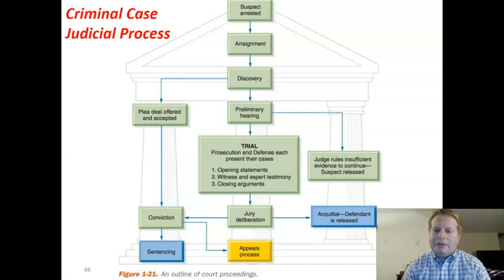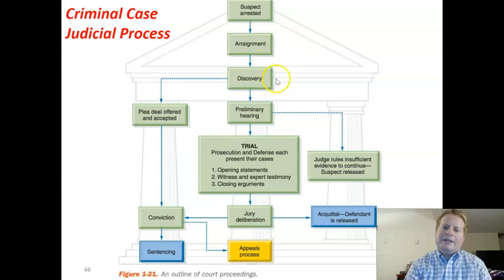Now, after the suspect is arrested, at some point they will go before a judge and they'll be arraigned. Or in other words, the arraignment will take place. That's when the judge formally reads the charges out to the person. So that's like where you've seen on TV where it says, "You're charged with this, how do you plead?" And at that point they can say guilty or not guilty.